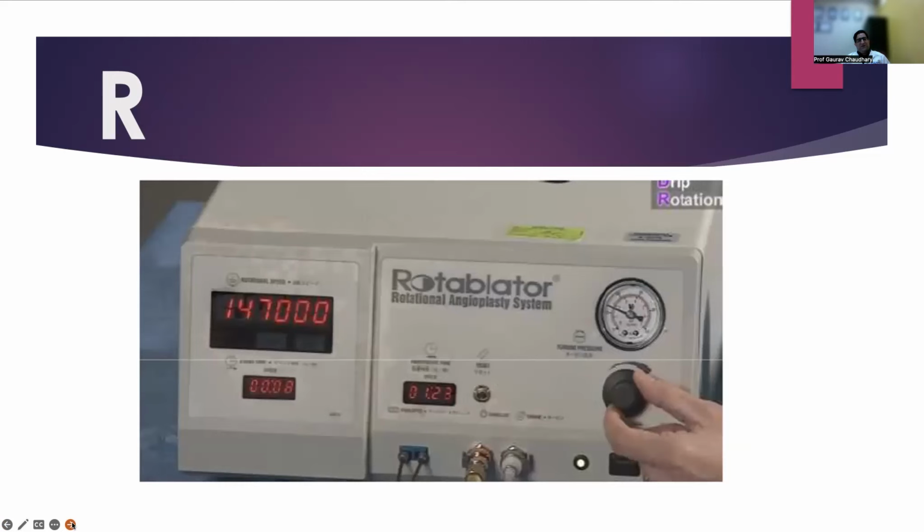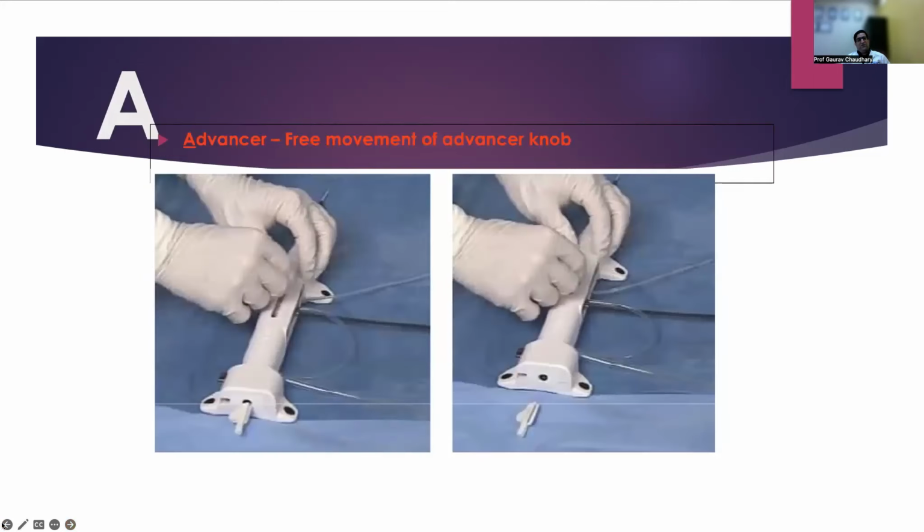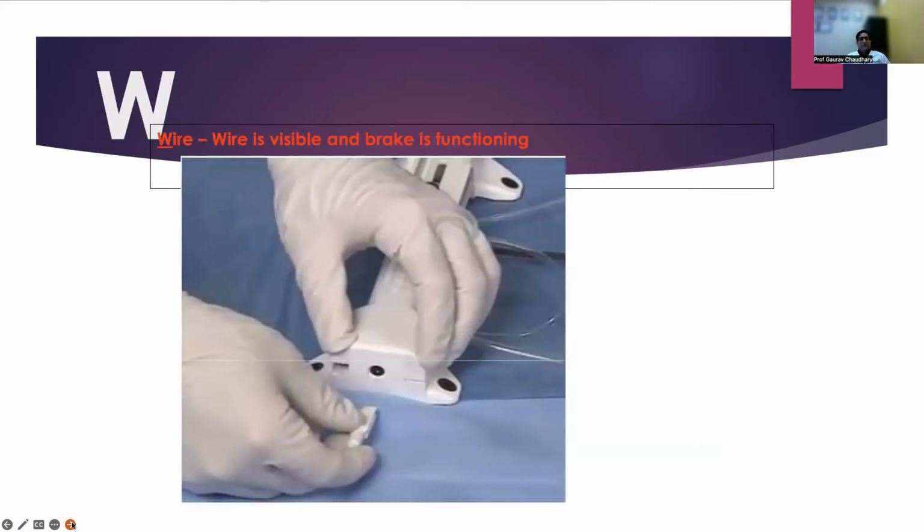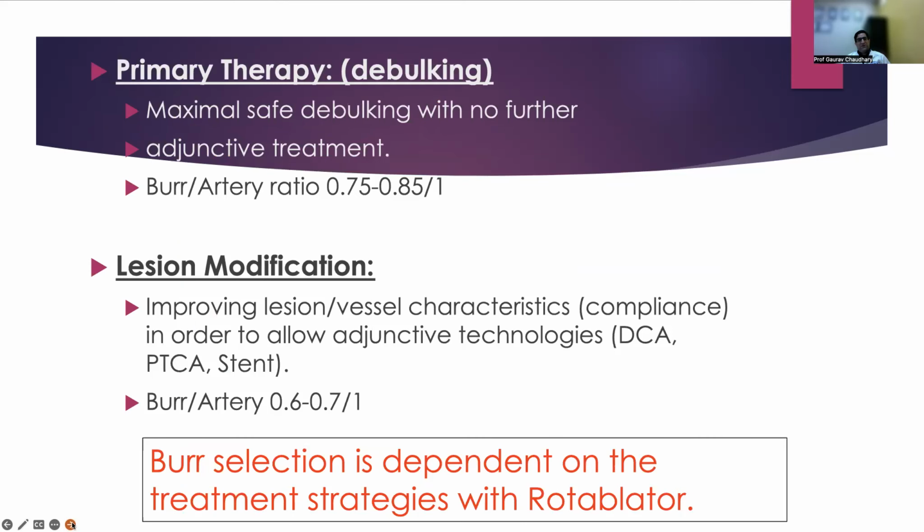Usually the most commonly used speed is 140 to 160. Many times we may also need to increase the speed up to 2 lakhs, but for a larger burr, it should be lesser. And this is how we should see whether the advancer knob is moving freely forward and backward or not. And we should apply the wire clip torquer and see whether the wire brake is functioning adequately or not. Once we are done with this, in most cases we choose a Lassen modification as compared to debulking, in which the burr to artery ratio is less than 0.7, around 0.5 to 0.6.